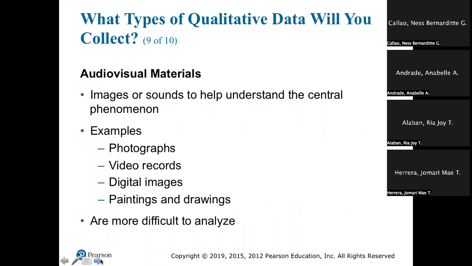Next, audiovisual materials. Annabelle Andrade. Yes, sir. Audiovisual materials are images or sounds that help understand the central phenomenon. Examples are photographs, video records, digital images, paintings, and drawings. They are more difficult to analyze. That's all, sir. Okay, thank you.